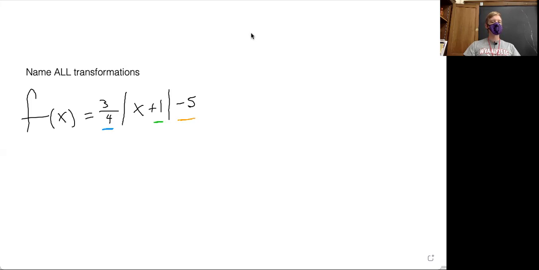numbers here. If we were to rewrite this similarly to what we had seen before, this would be the same thing as 3/4 f of x plus 1 minus 5.